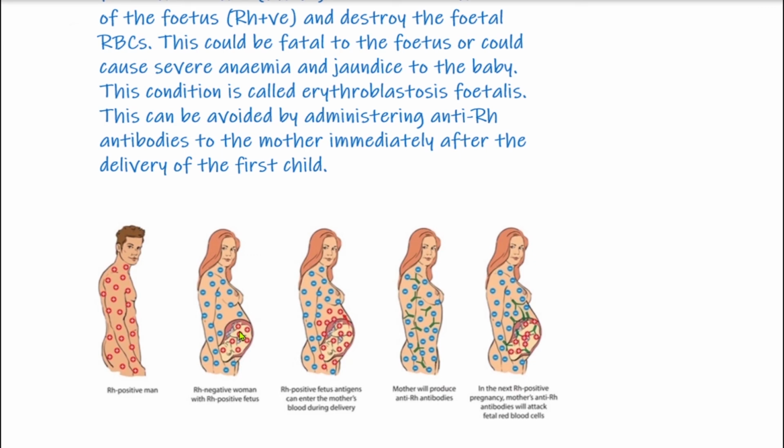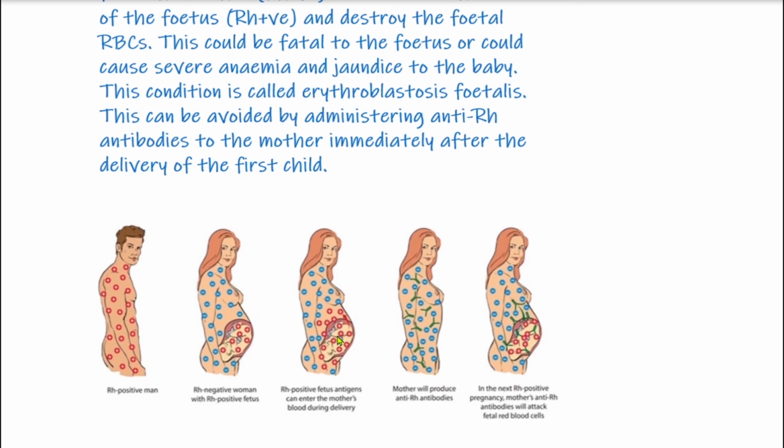Now, during the first pregnancy, the blood of this mother is completely separated from the blood of the baby by the placenta. The placenta is the covering of the fetus. So no mixing of the blood of the mother with the blood of the baby takes place. So both are safe. But during delivery of the first baby, some blood of the baby gets mixed with the blood of the mother.